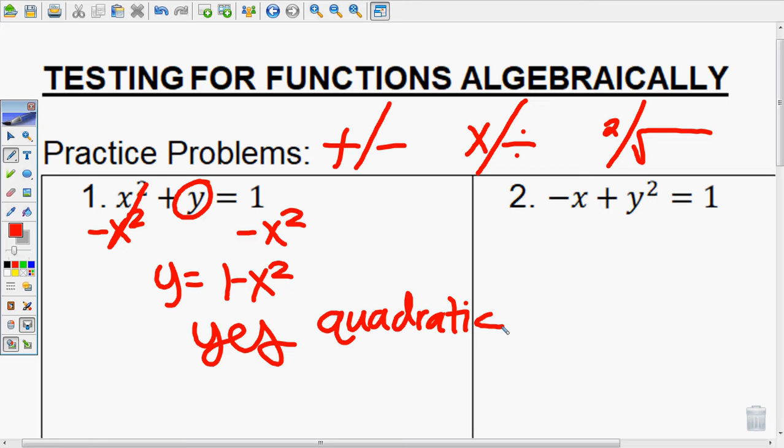Okay, if it's a singular x, you know that it is a linear function, right? If your x is squared and it's the highest power being given, then it is a quadratic function.